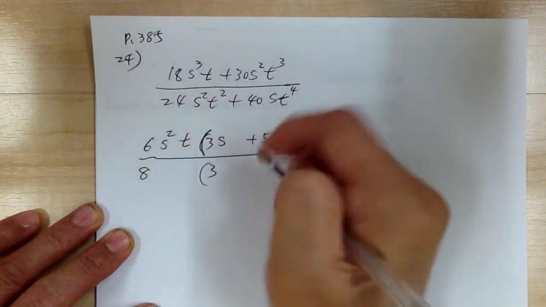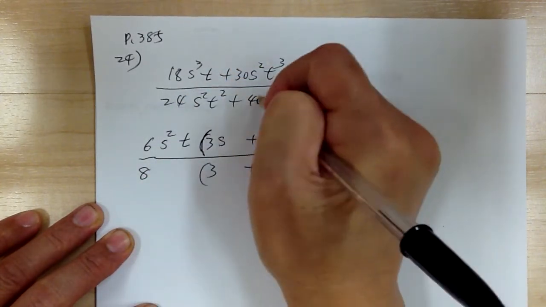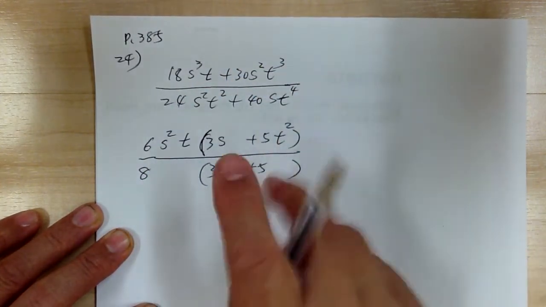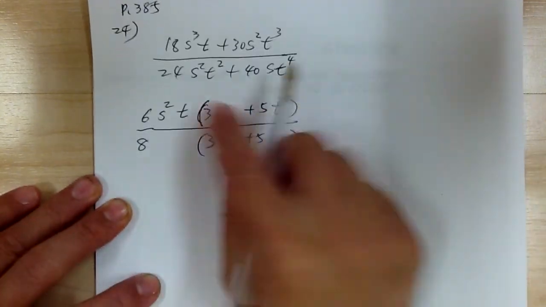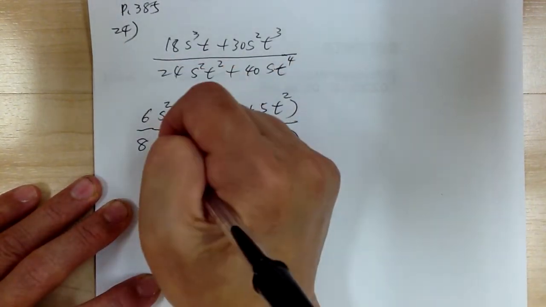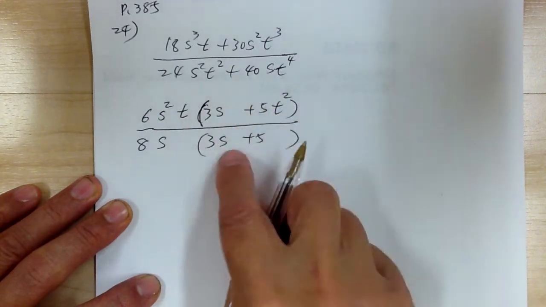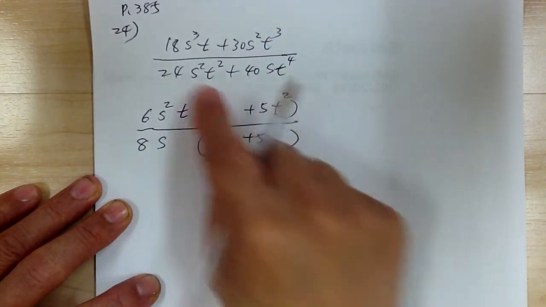8 times 3 gives you 24. 8 times 5 will give you 40. Okay, so that takes care of the number. Now you go down the alphabet. So you get s squared and s. So you can factor the s. So you're going to get s left over, right? S times s gives you s squared.